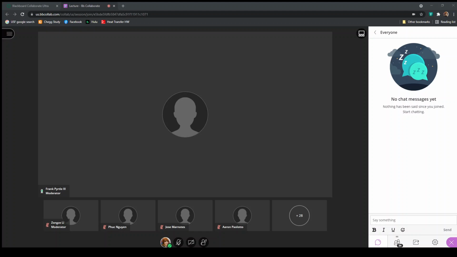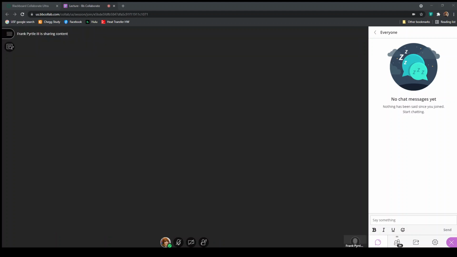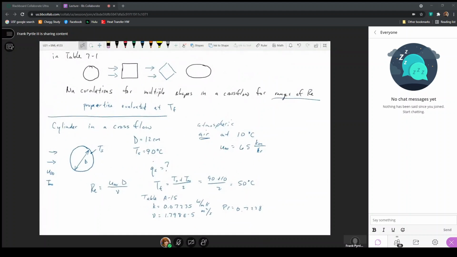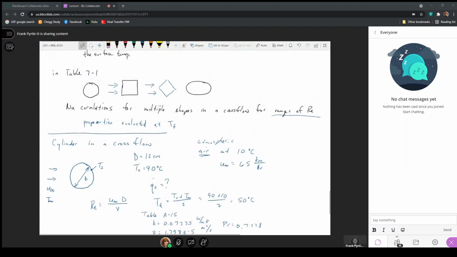I'm going to start sharing my screen now so that we can get back to the problem that we were looking at the last time. All right, here we go. So again, this was called external flow. So fluid flow over a cylinder, over a flat plate, could be over a square shape, etc. But we consider how we would write expressions that allow us to calculate the heat transfer coefficient to then calculate heat fluxes by convection or heat transfer rates by convection.